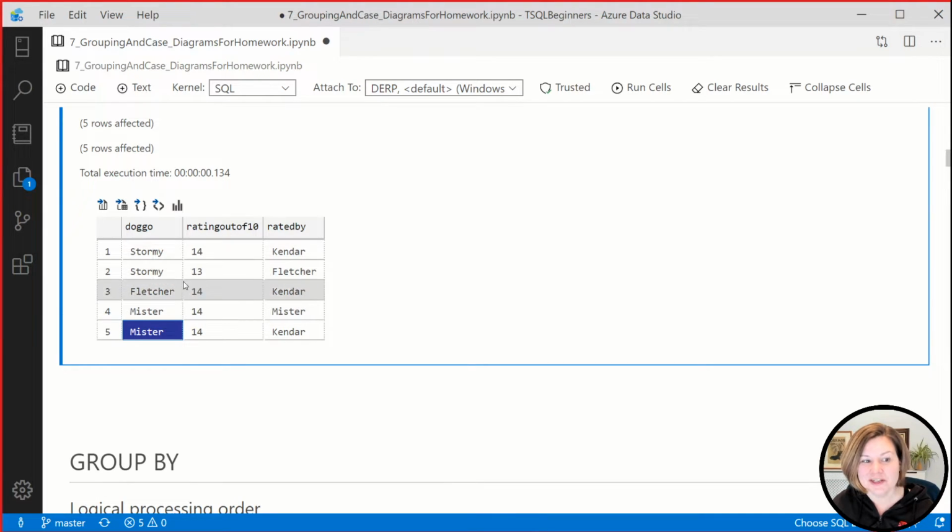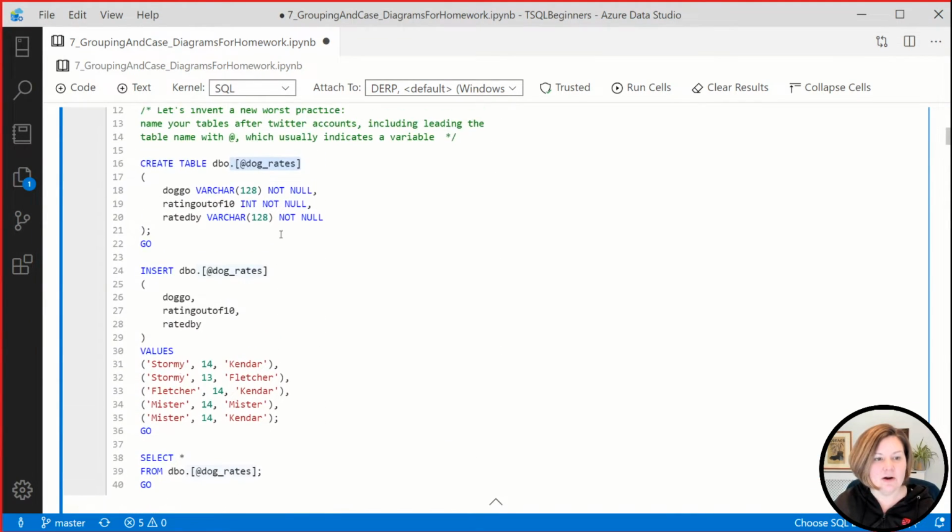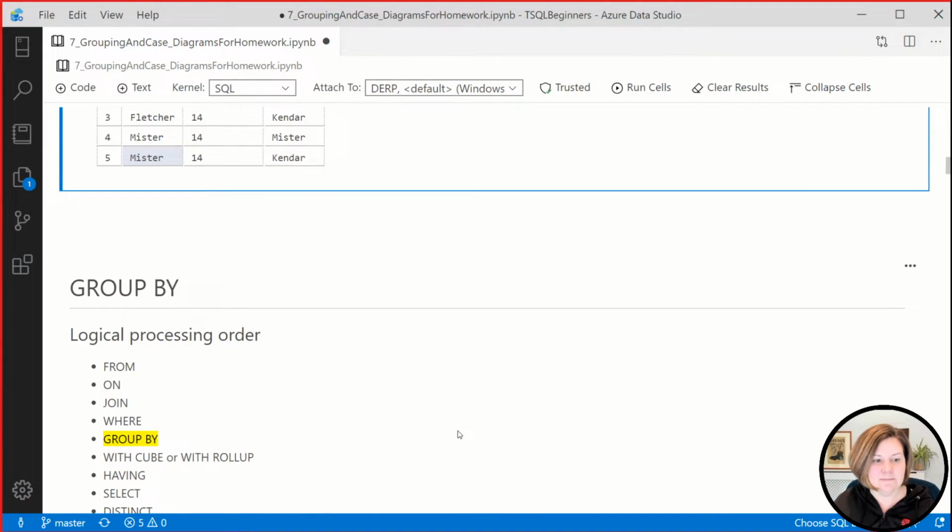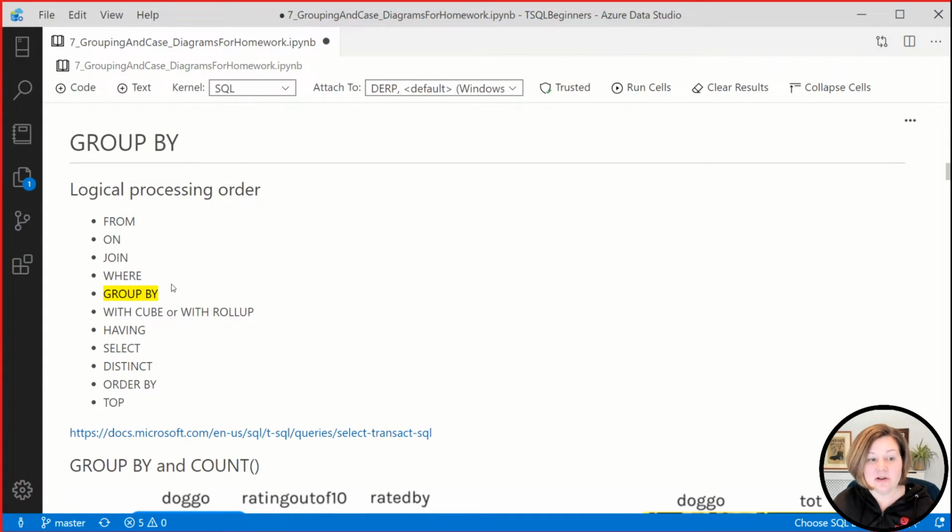So we're going to use this. Notice that we've got duplicates in this data, right? Stormy has multiple ratings. Mr. has multiple ratings, but not everybody has multiple. Fletcher only has one rating, and then some people have given multiple ratings too. So we have interesting things we can group as well as some numbers we can aggregate here. And these numbers are stored in an int column there. That's their rating out of 10.